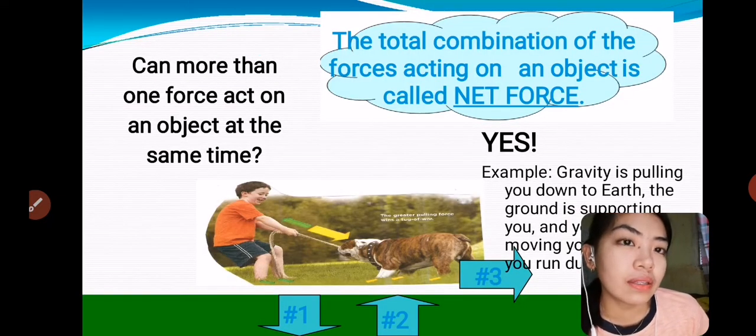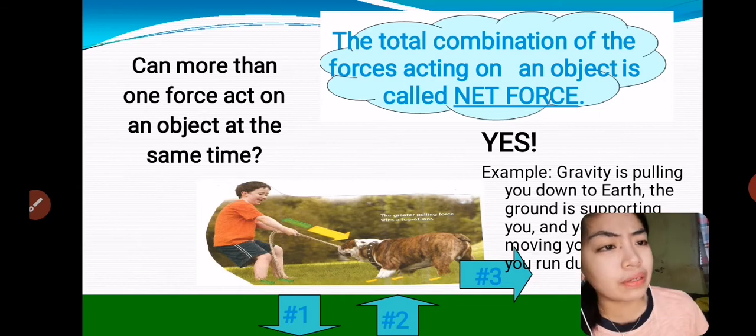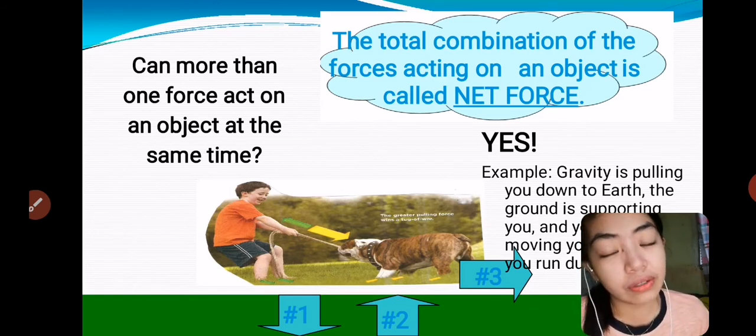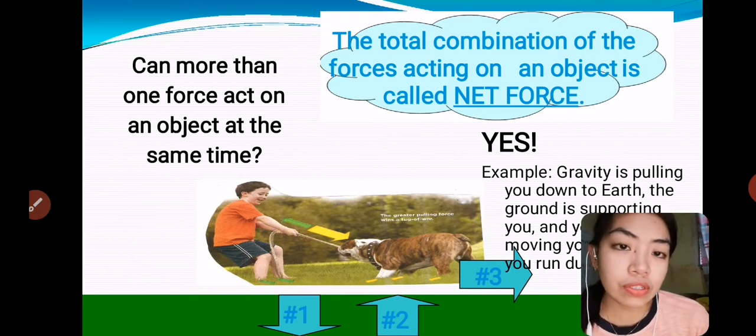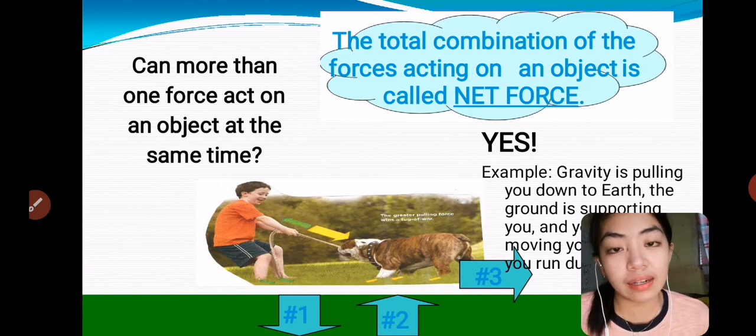Okay, next. Can more than one force act on an object at the same time? So, pwede ba yun? Sabay-sabay, hindi lang isang force? The answer is yes. So, we have the gravitational force, the friction force, or simply the totality of those forces na nag-act dun sa isang object, ang tawag natin sa kanya ay net force.